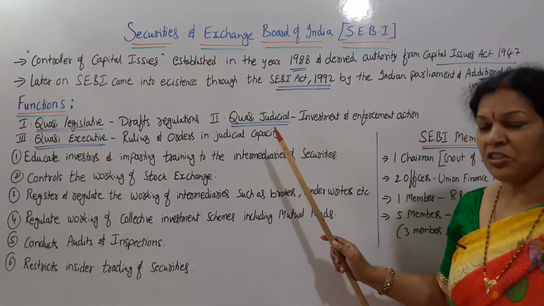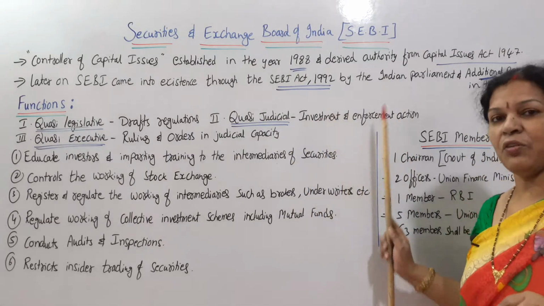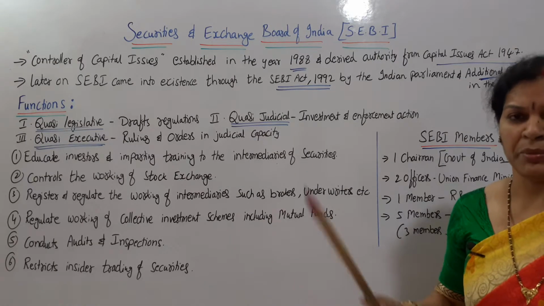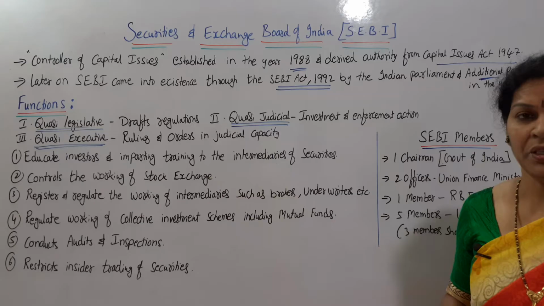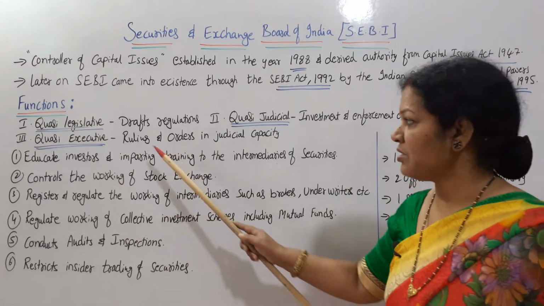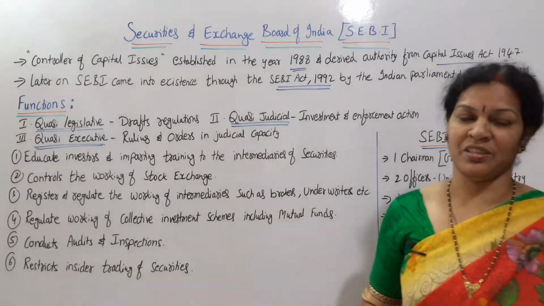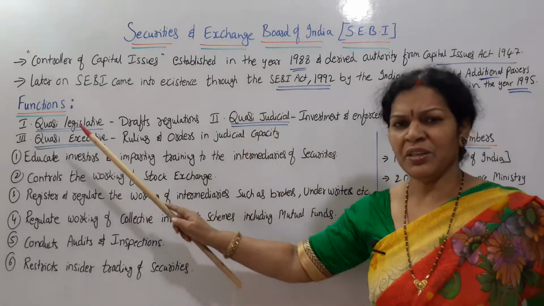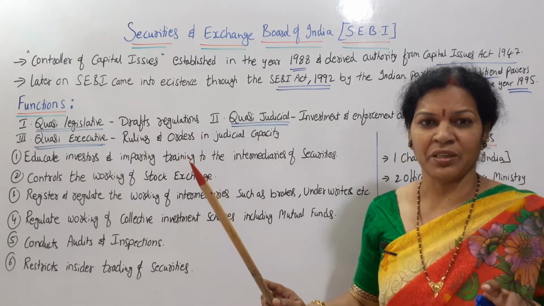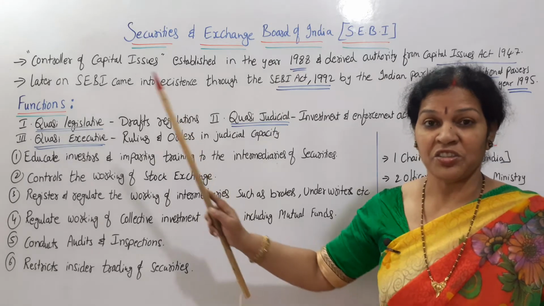And quasi-judicial means investigation and enforcement action. So they are focusing only on investigation and enforcement, how it has to be implemented. And the third one, quasi-executive, means rulings and orders in a judicial capacity. Anyway, these three we can minimize and make it easy to understand the functions of SEBI.